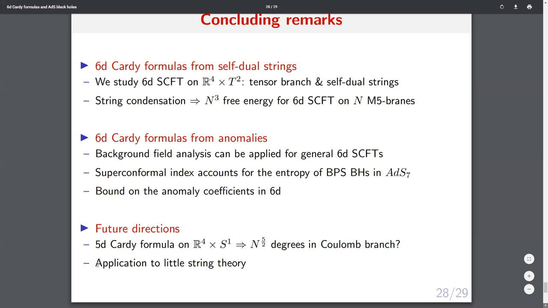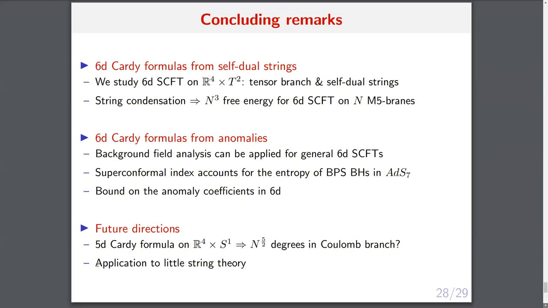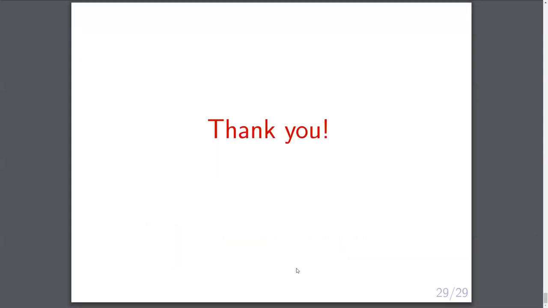And also, I basically used an elliptic genus approach. The continuum summation of the elliptic genus can be applied to the little string theory. And since little string theory is a non-local field theory, I think applying our technique to the little string theory is also an interesting future direction. So this is it, and thank you for listening.